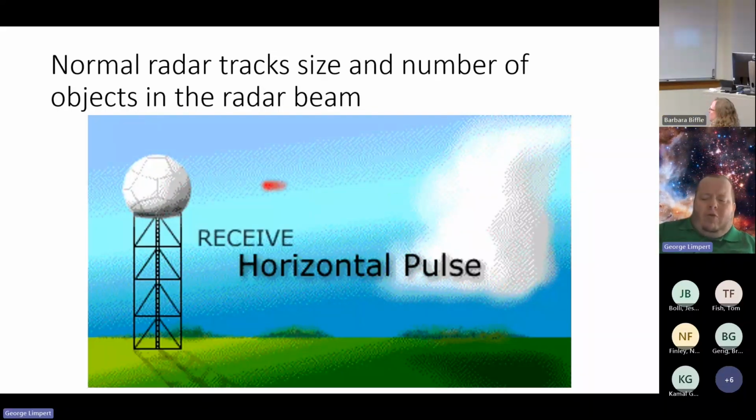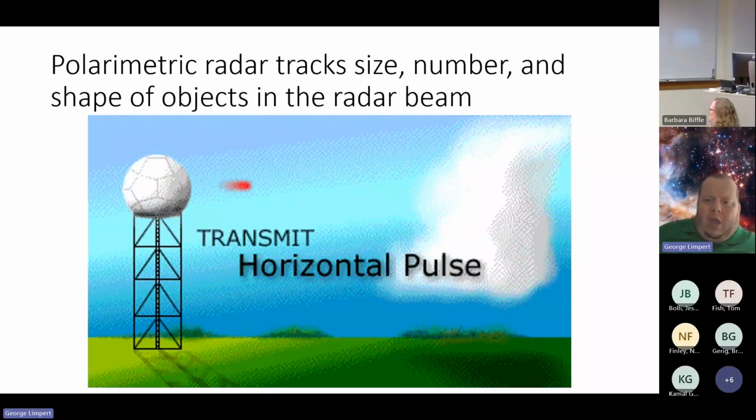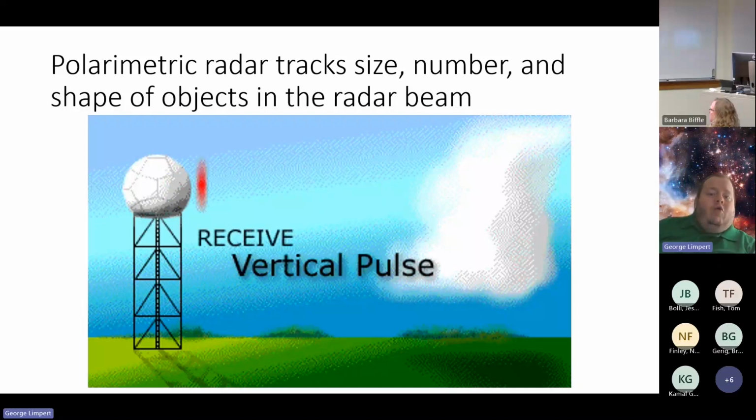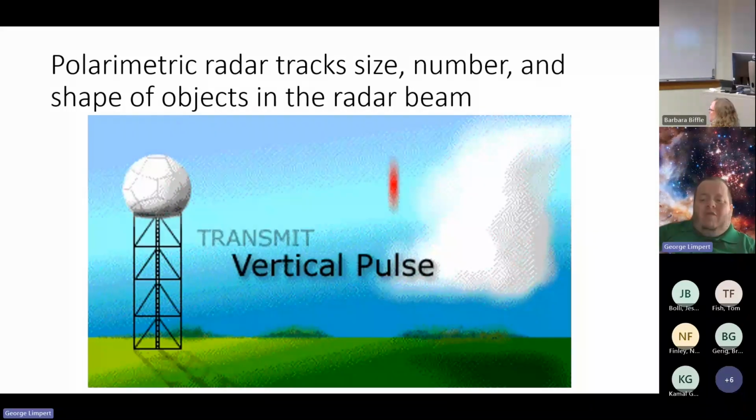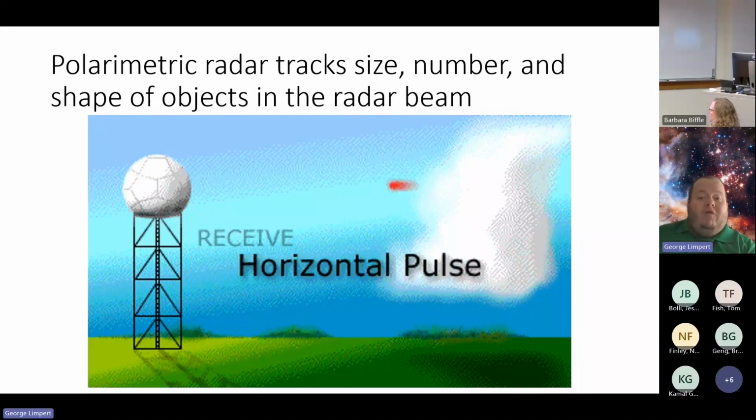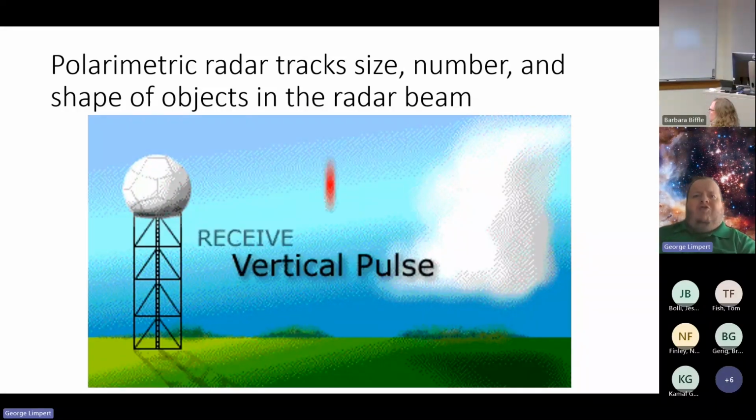Now, a little more than a decade ago, there was a major upgrade to the radars in this country, and we implemented something called dual polarization. The dual polarization sends not only these horizontally polarized pulses, but also vertically polarized pulses, and they bounce off objects as well. This gives us a little bit more information about what the radar beam is detecting.